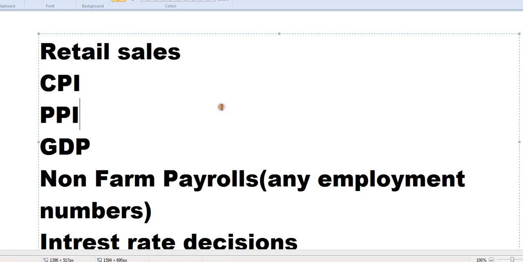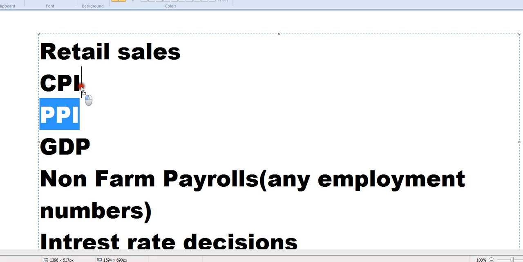PPI is Producer Price Index. This is the amount that producers are getting for their goods. And it's always domestic, so PPI for the US is only due to how much US producers are getting. That's the difference. Consumers are willing to pay something, right? Here, this is what producers are getting, but it's only domestically.